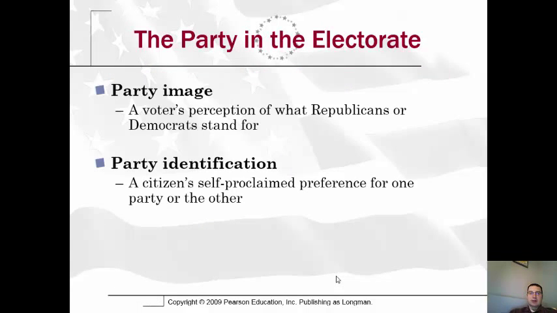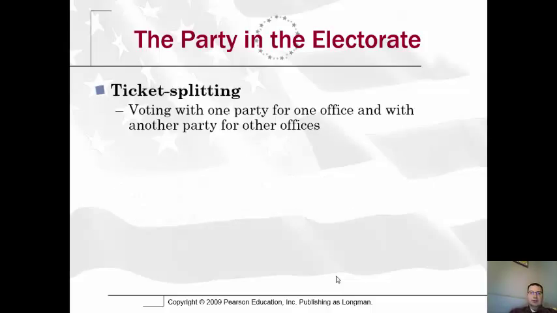So the party in the electorate, what is that about? That first bullet point we mentioned. When we think of political parties, we think of an image of a party: this is what Republicans or Democrats stand for, these are the policies that they have. So when you and I think of political parties, we think of a certain image of policies and what they stand for. We then also identify with parties based on those policy preferences: Republican, Democrat, Independent.